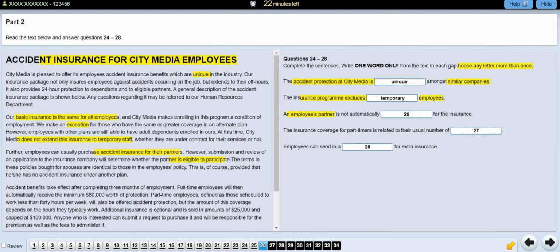The terms in these policies bought for spouses are identical to those of the employees. This is, of course, provided that he or she is not covered under another plan. So the employee partner, the terms in these policies bought for spouses, are the same as those of the employee. This is, of course, provided that she does not have accident insurance under another plan.